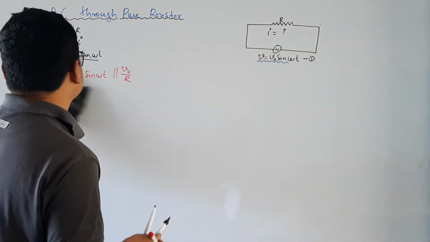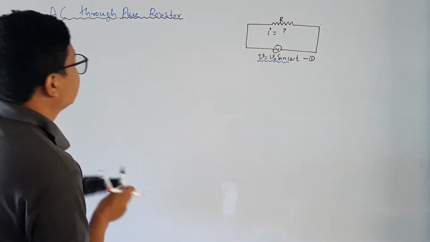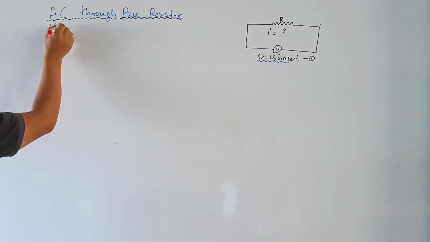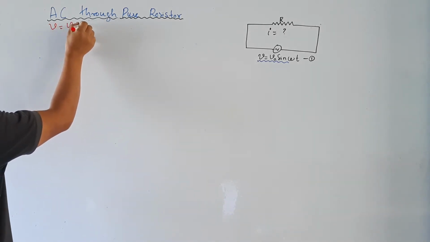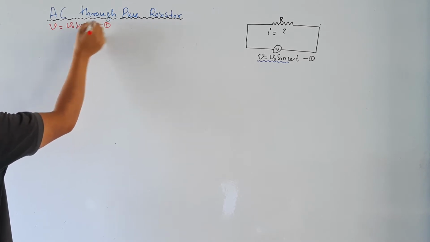So let me write here. The equation that we have got is V is equal to V0 sine omega t, equation number 1.